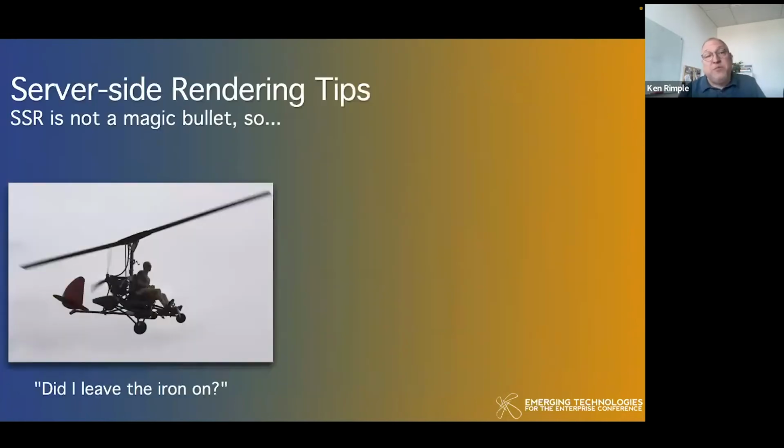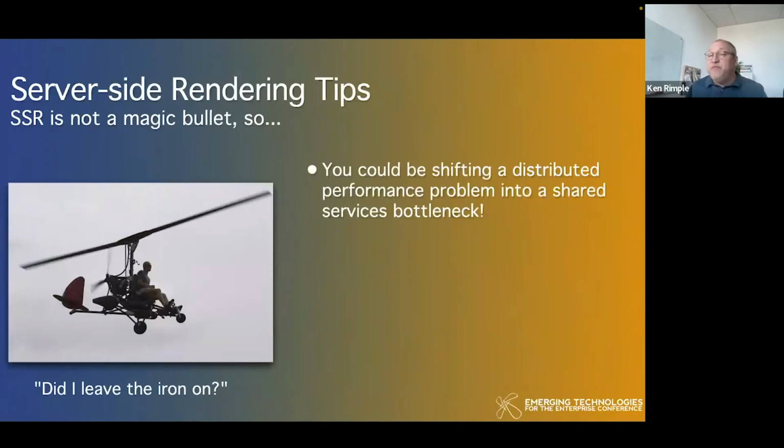So let's talk about some tips here, right? Again, it's not a magic bullet. You could be shifting a distributed performance problem that's spread across all of your users into a shared services bottleneck. Let's say that the web service that you're hitting is extremely slow, and it's slow because it was poorly written, not because it's behind a slow network. If you don't know that, and you say maybe it's just the network that's the problem, and you pre-select an optimization without really verifying where the problem is, you're just shifting the problem uphill to a server instead of doing it from every client.